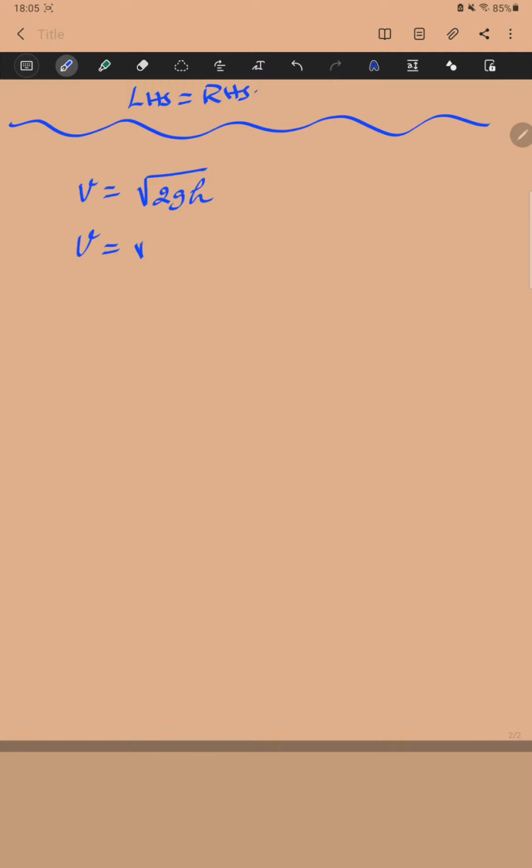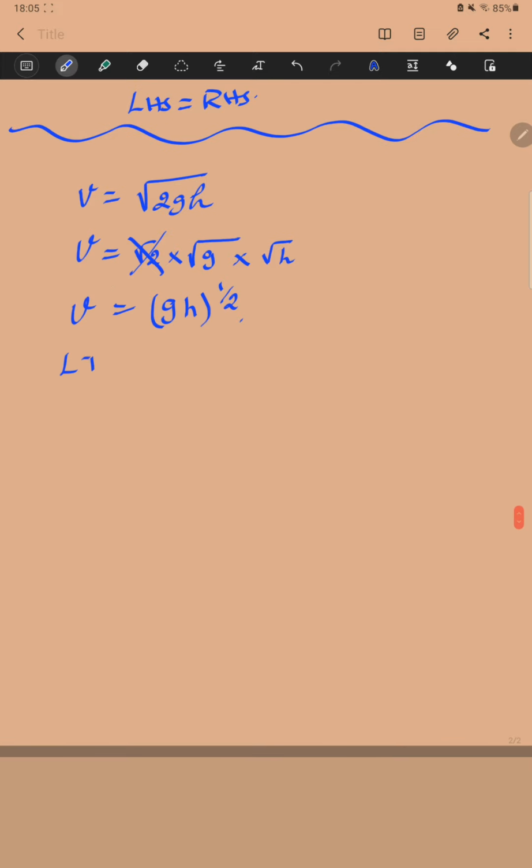Velocity equals square root of 2 times square root of g times square root of h. This does not have any dimension, so that's fine. So we can say this as gh power half. Yeah, that is what it means. So let us see what is the dimension for velocity. LT power minus 1. Now let us look at the right hand side.